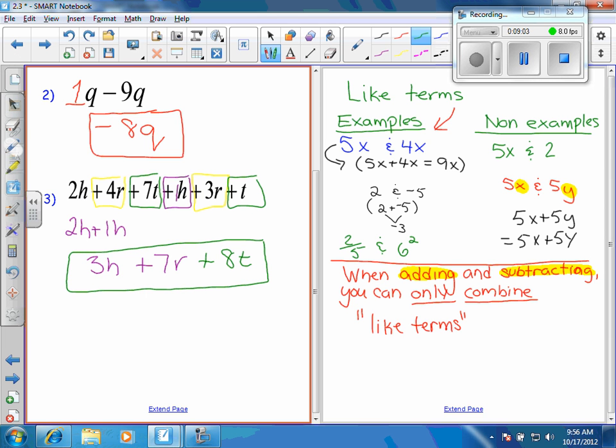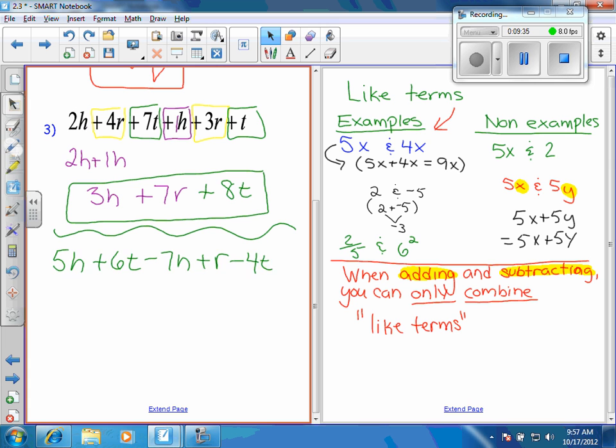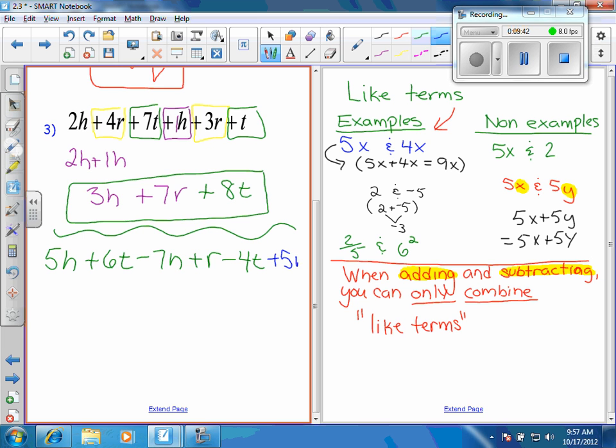So here's how it gets a little harder. When you have subtracts in there, it becomes more confusing. There'll be subtracts all over the homework. Okay, so let's put one more example. If I did like 5h plus 6t minus 7h plus r minus 4t and plus 5r.